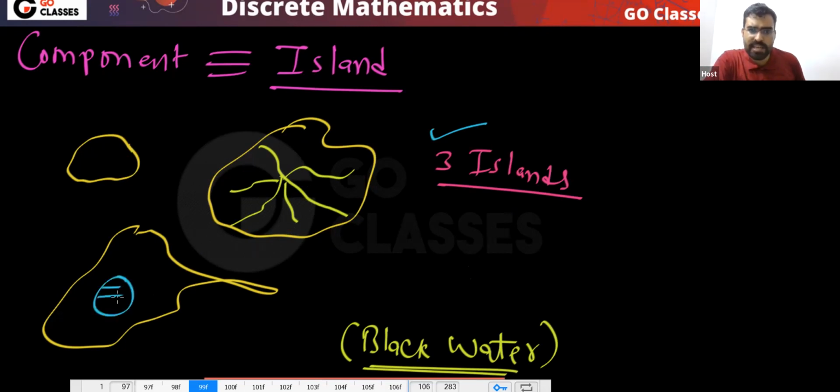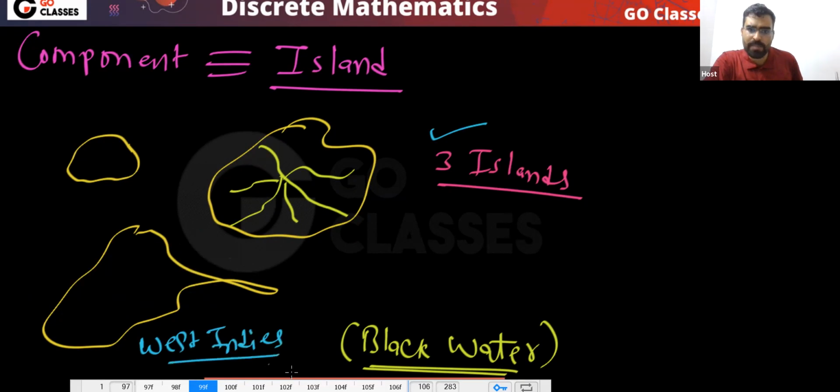Can I say this is an island? This is not an island. The whole thing is an island. You cannot say that this city is an island. For example, let's assume this is West Indies.